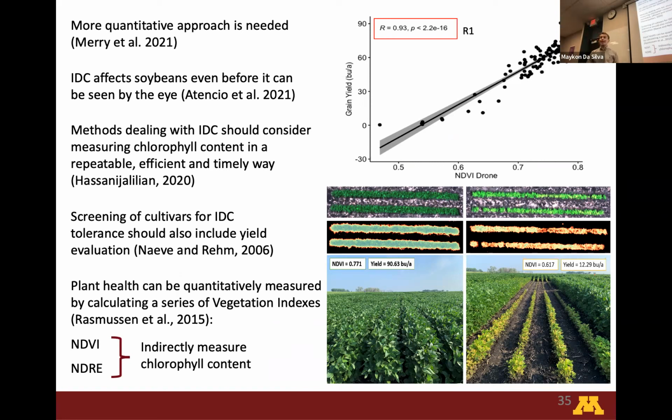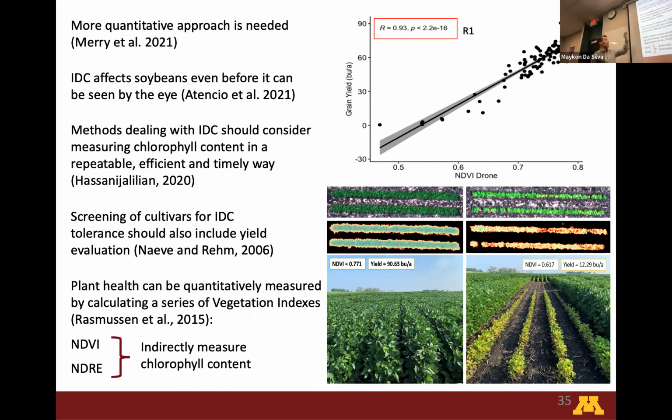We also found that IDC can affect soybeans even before it can be seen by the human eye. What does it mean? Well, when we go to the field and we rate IDC plots in a 1 to 5 visual rating system, maybe we are not considering those things that we cannot see. And maybe RGB images cannot capture them.